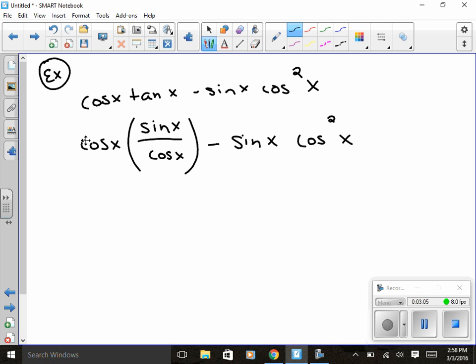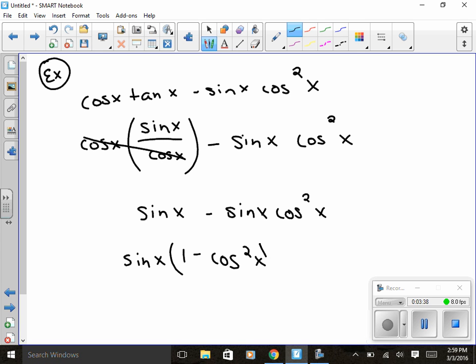Well, the cosine cancel out on the first part because it would be technically sine x times cosine x over cosine x. So those cancel out. So now I've got sine of x minus sine x cosine squared of x. Okay, looking at this, I already told you you're going to use factoring. So looking at both terms, I have a sine of x in both terms. So I'm going to go ahead and factor that out. And I've got 1 minus cosine squared of x.